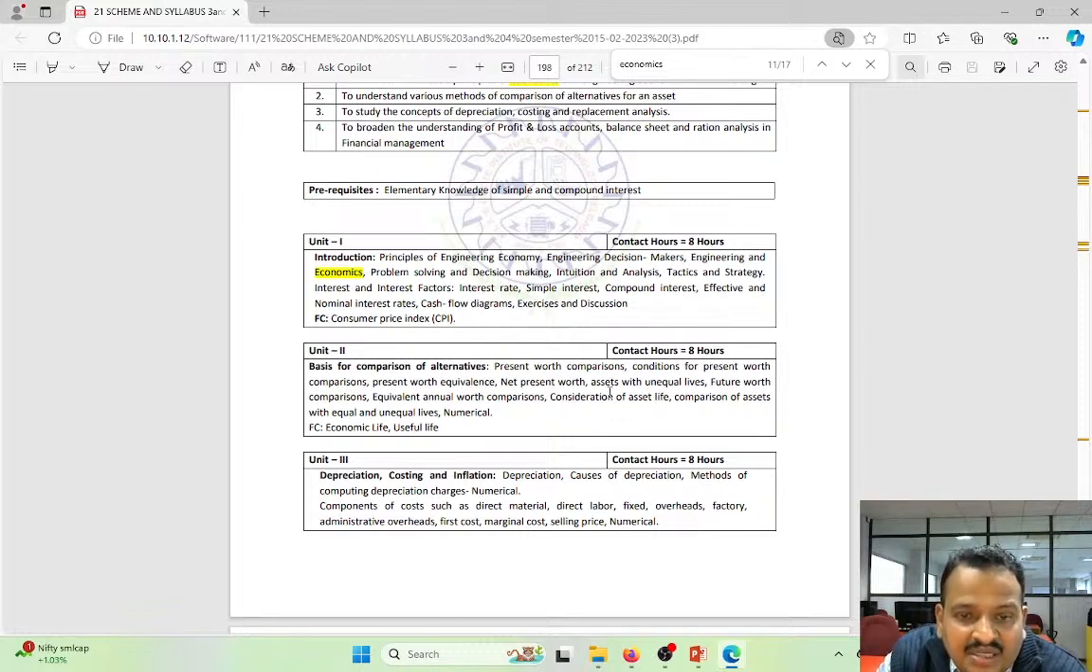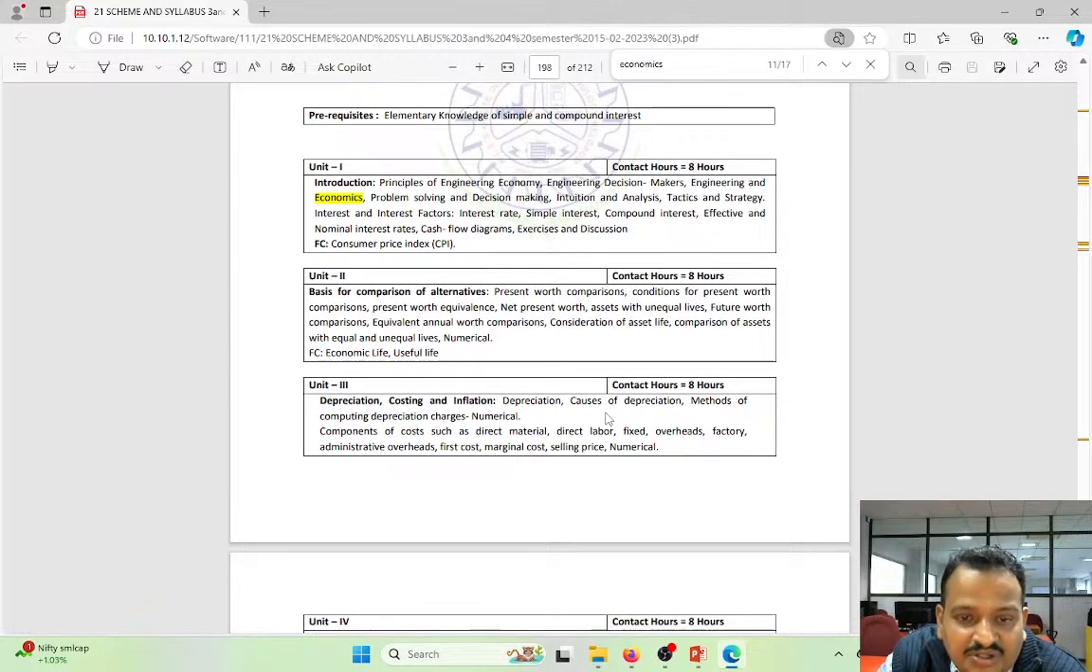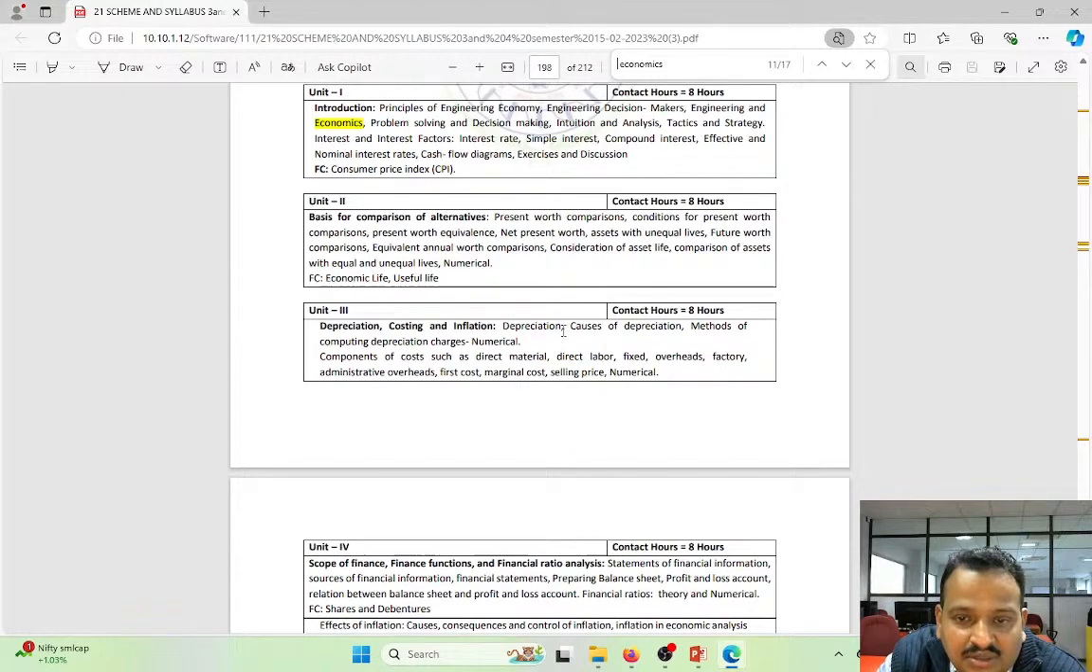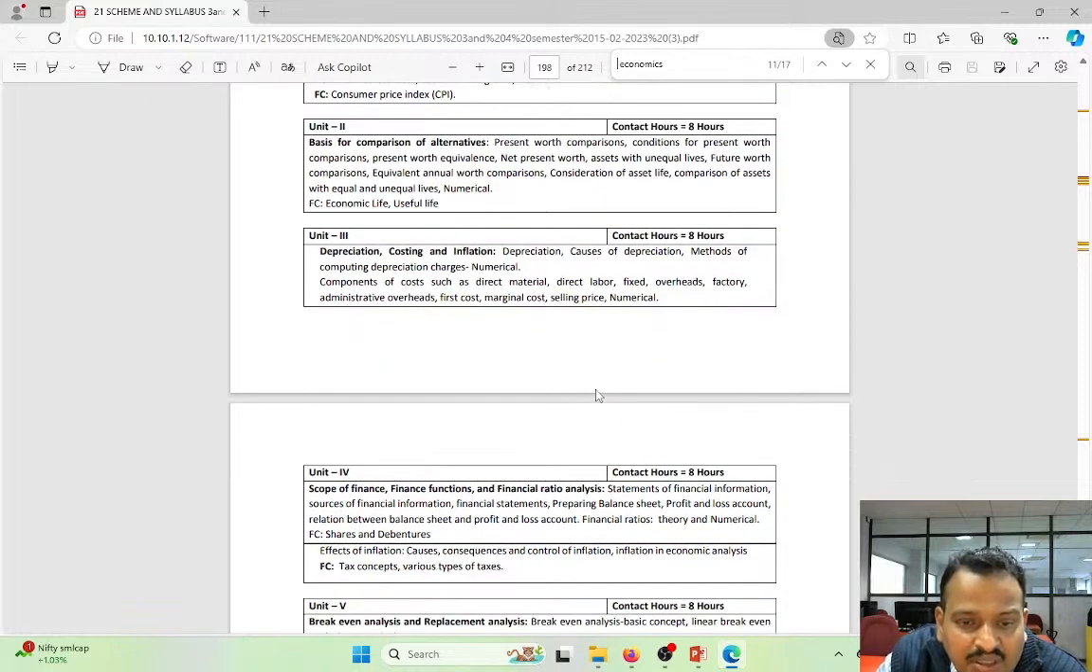In unit 2 we have basis of comparison of alternatives, that is present worth comparisons, conditions for the present worth comparisons, present worth equivalence, net worth assets with unequal lives, future worth, all these things come as part of basis for comparison. Then unit 3 we have depreciation and cost and inflation. Nowadays you are hearing about the inflation rates, depreciation of the vehicles which you are buying. All these are calculated, and how the causes of depreciation and methods of computing depreciation changes can be done in unit 3.